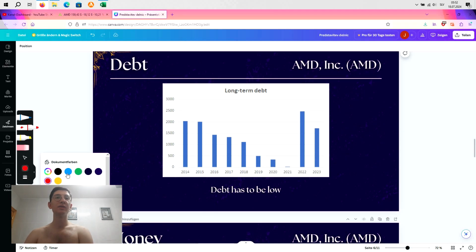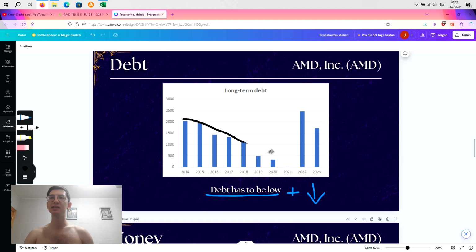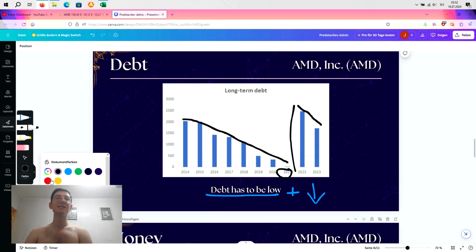Now we come to the debt, and the instruction tells us that debt has to be low and preferably it should decrease through the years. Now that was an amazing example right here. Look, debt has been decreasing until like 2021, but then it increased massively, but it's still decreasing in comparison to 2022. So here they have an amazing example of how debt has been decreasing, but then unfortunately it increased massively, which is a red flag for us.